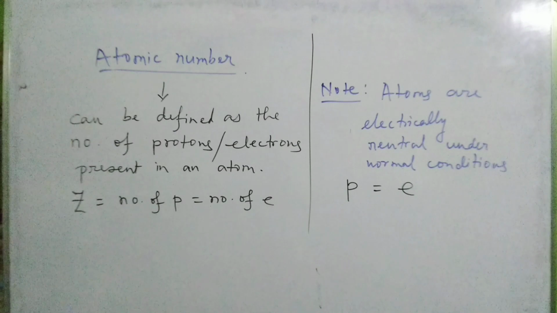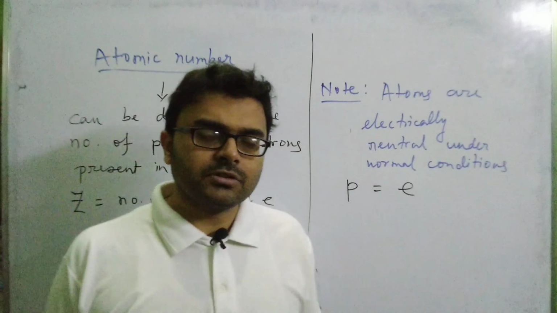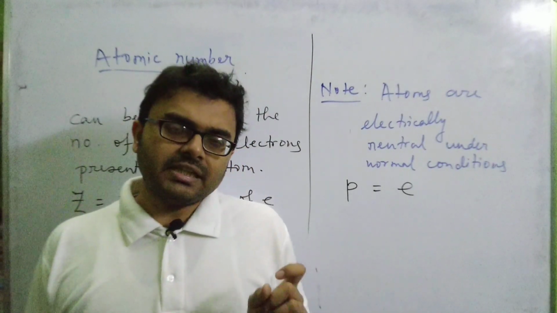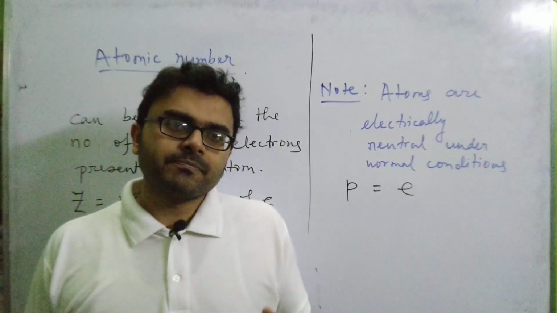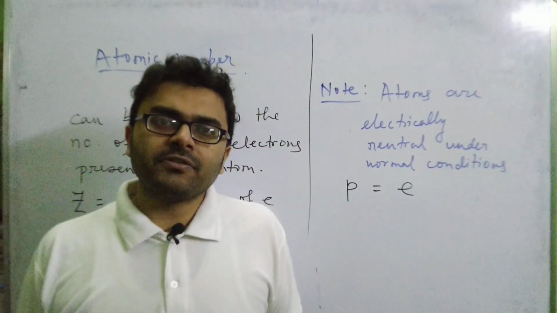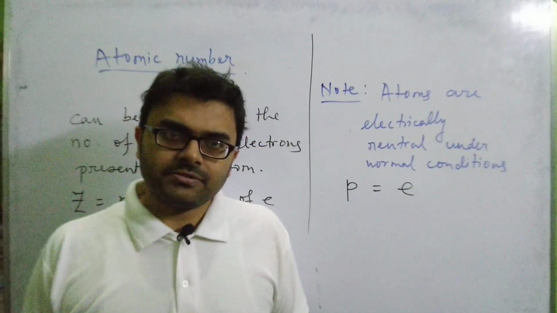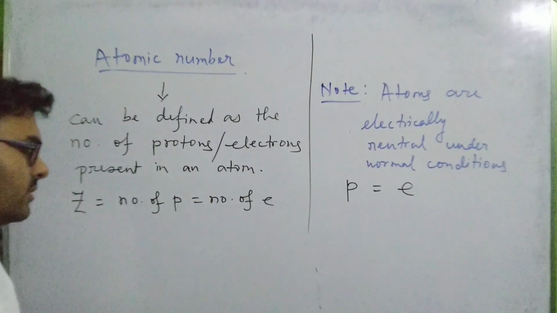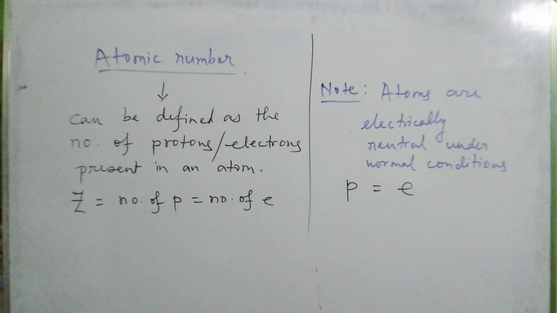Now why is this very important? Because atomic number acts as an identifying number, as an identity number. As you know, nowadays all of you have an Aadhaar card. Okay, so it's a unique identification number which is different for different individuals. It has no match. Like that, every atom has an exact atomic number which acts as its identifying number.